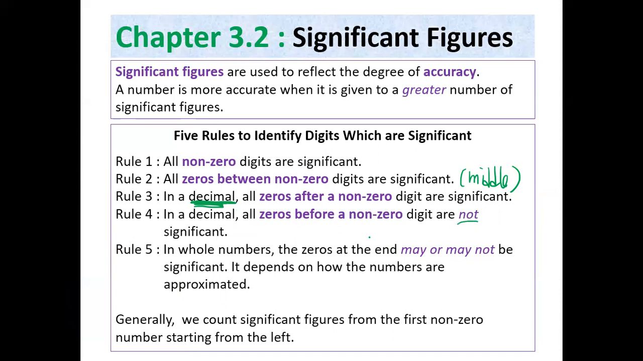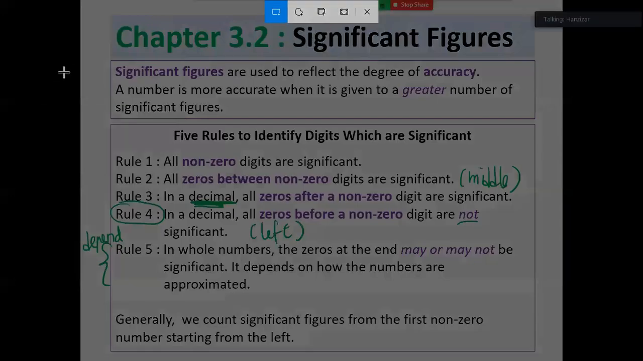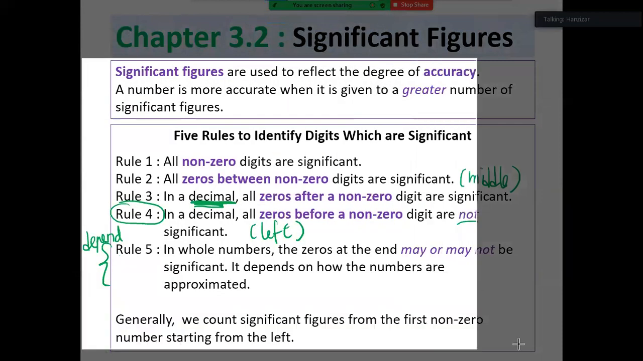In a whole number, this is hard. It may or may not be significant. This depends, and later on I will explain it to you. The easiest part is rule number 1 until rule number 4. Every number is significant except rule number 4: in a decimal, all zeros on the left side are not significant. These rules can be easily explained with word problems.